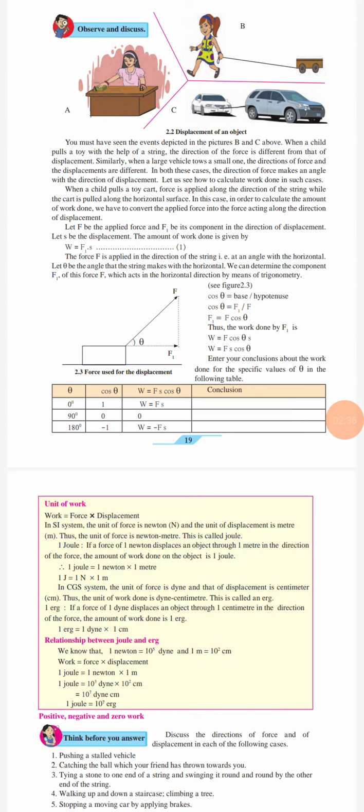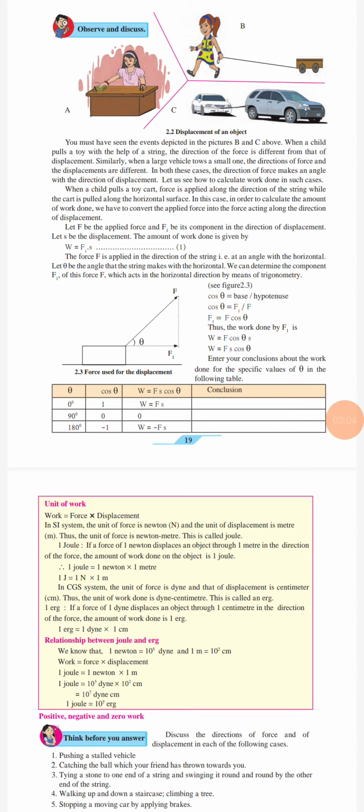Now the relationship between the joule and the erg: what is the relation? First we see that 1 newton is 10 raised to 5 dyne, and 1 meter is 10 raised to 2 centimeter. Work is force into displacement. The unit of work is 1 joule, where force is 1 newton and displacement is 1 meter.